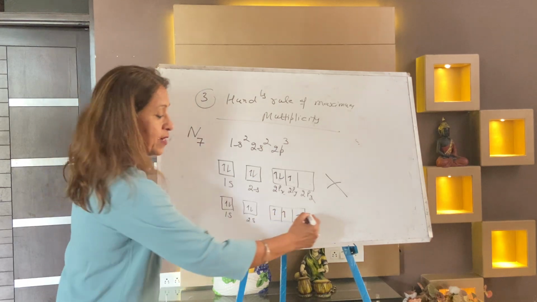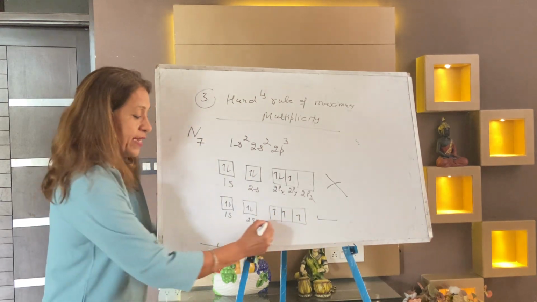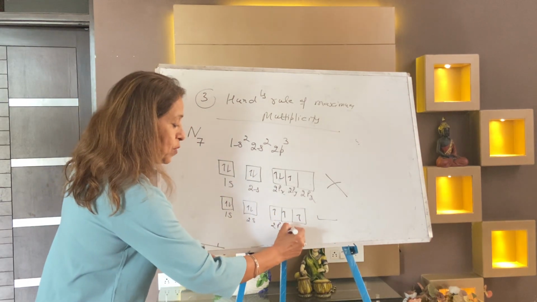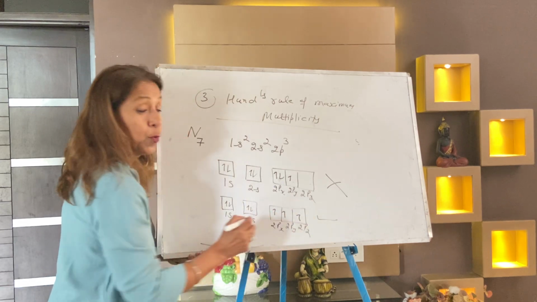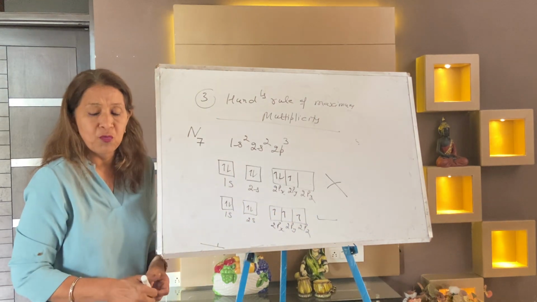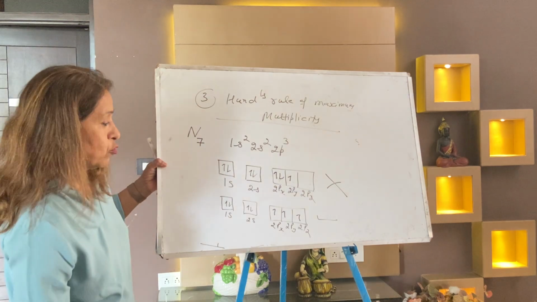So this is your exact configuration: 2px, 2py and 2pz, with no pairing. No pairing can take place. I'm taking one or two more examples. Now this is nitrogen 7.